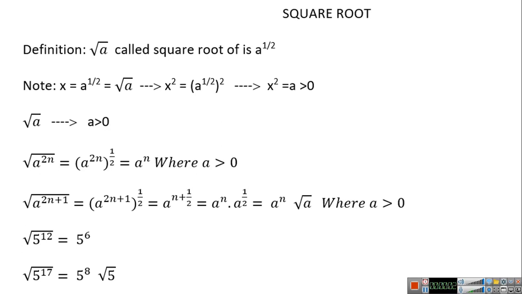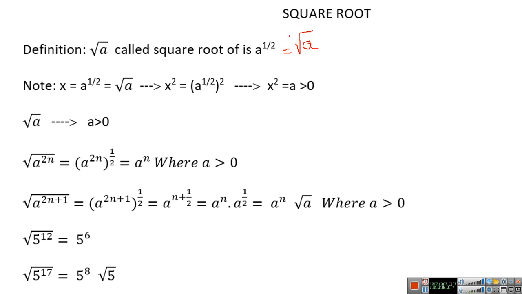Hi students, our study is about square root. You know a square root from before. What is a square root? A square root is a number written in a reduced form that cannot be simplified anymore, whose power is half. And this power half is denoted by root a or square root a.